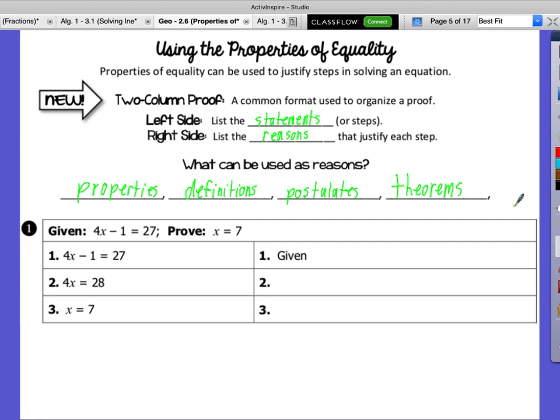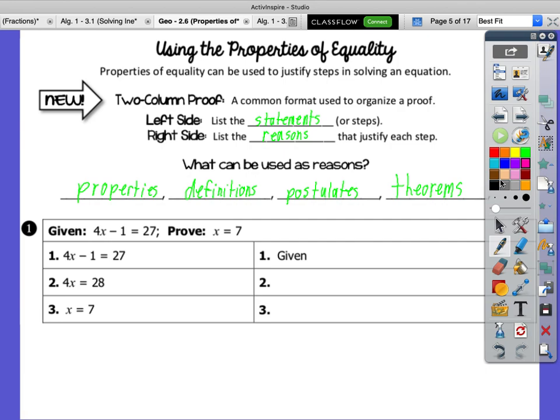So 4x minus 1 is equal to 27. Well, how do we know that's true? We were given it. So our first step is going to be, hey, this was given. Here's the thing, guys. Every single time, the first reason will be given.